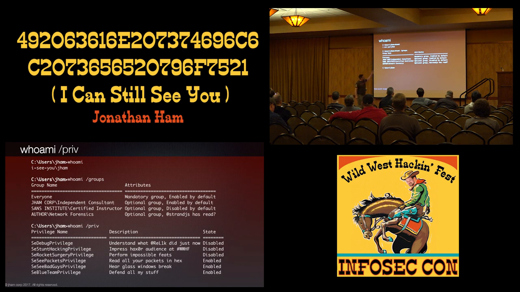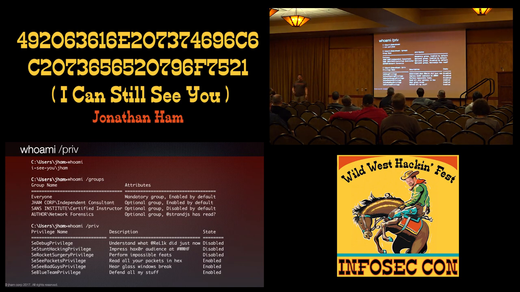I am, of course, a member of the mandatory enabled Everyone group, as we all are, right? Also a member of the JHAM Corp group, which is an optional group, but enabled by default. I'm a member of the SANS Institute group as a certified instructor, also optional, disabled by default. And finally, I'm a member of the author group for network forensics. It's also an optional group. J-Strand has read. I'm not sure what other members of this group there are, but that's an optional group for read. Then finally, what privileges do I have?